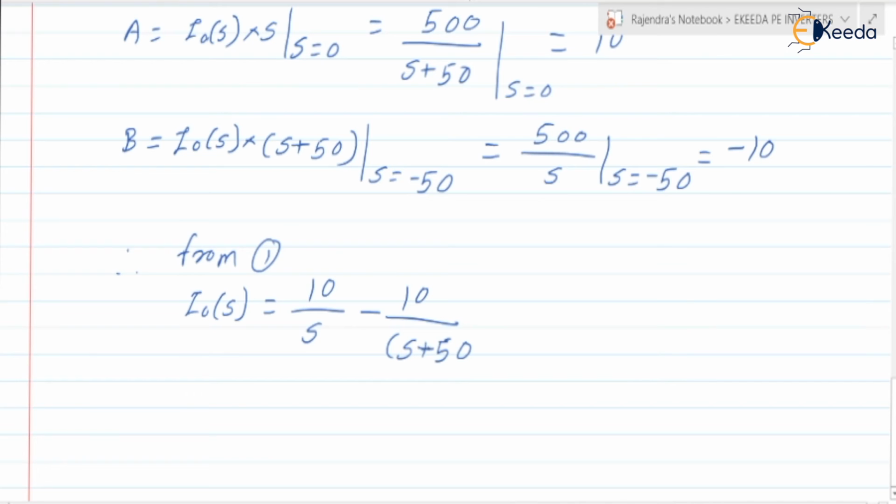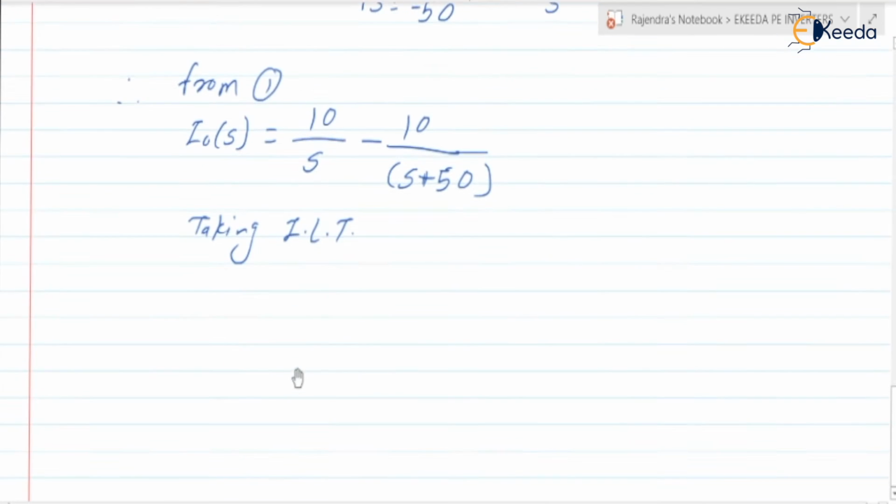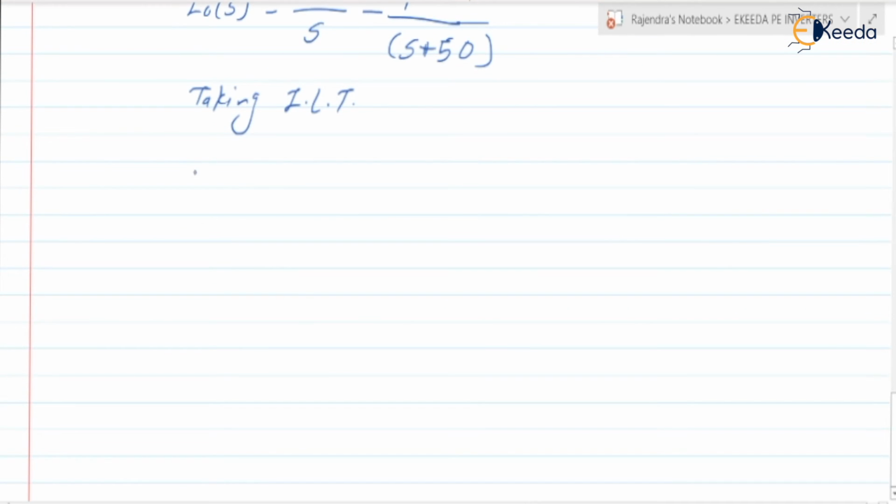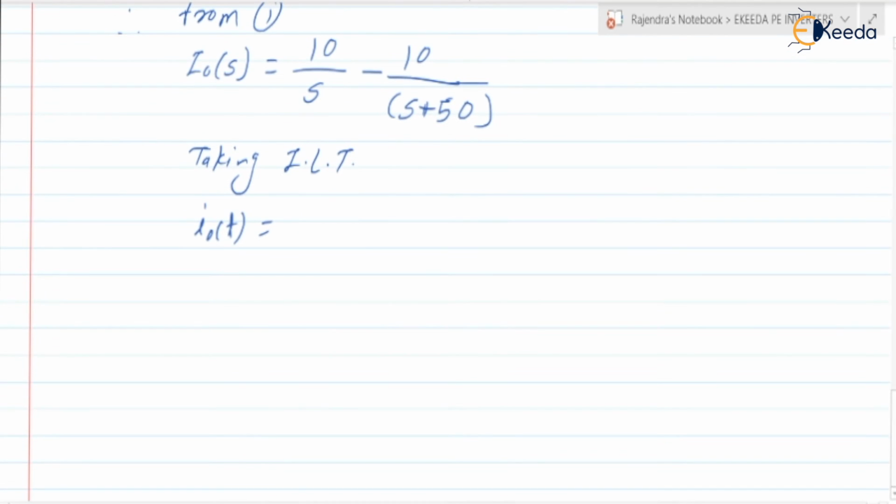Okay, now can we take the Laplace inverse? Yes, we can. Taking inverse Laplace transform on both these sides. ILT means inverse Laplace transform. So we can write I0 of t is equal to 10 minus 10 into e to the power minus 50t. Okay, this is the expression for I0 of t, that is the current in the circuit for t greater than 0.